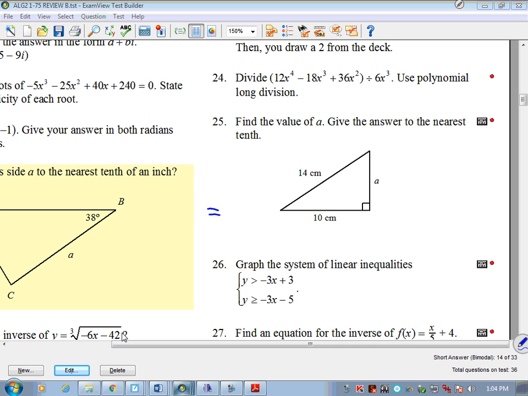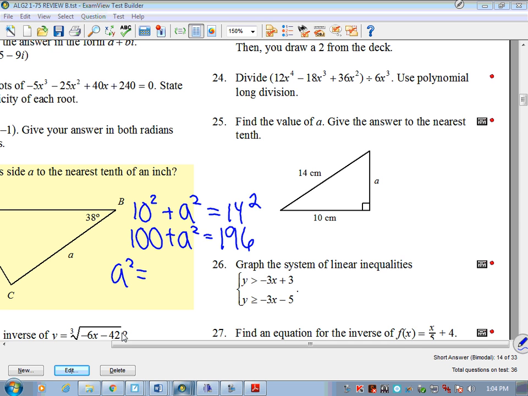Plug in 14 for c. So 14 or just 14 squared? 14 squared. What about on the left-hand side? 10 squared. That's fine. What's 10 squared? 100 plus a squared. I'm thinking like 228, but I don't know. That's probably not right. What's that? 196. I was way off. 196. All right, what do we want to do with that 100? Subtract it. So a squared equals 96.